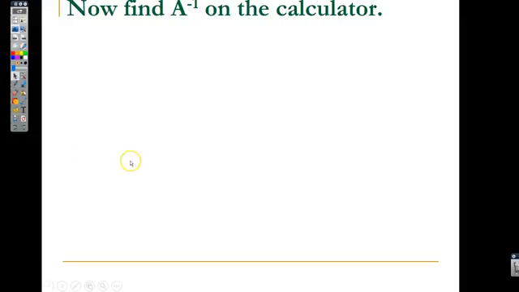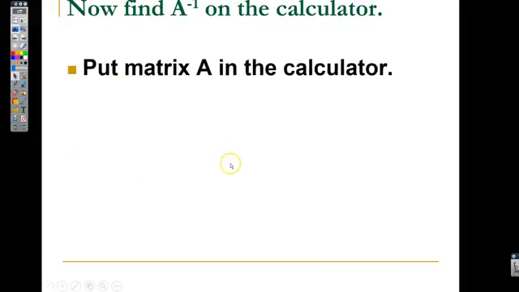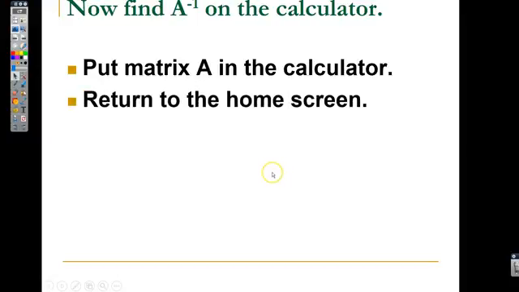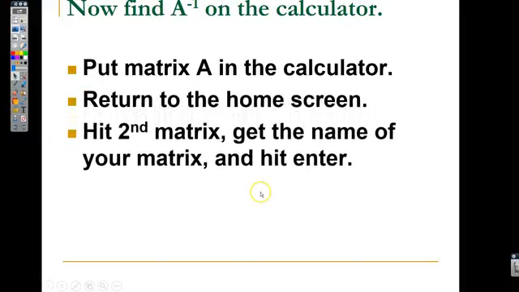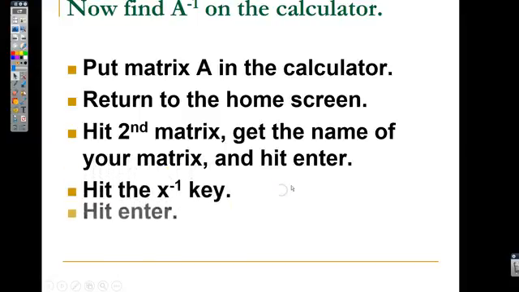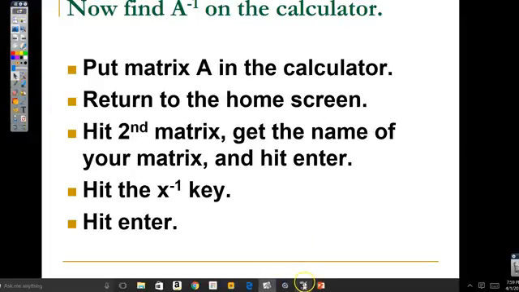Alright, so now find it on the calculator. Put matrix A in the calculator. Return to the home screen. Hit second matrix to get the name of your matrix and hit enter. Hit the X to the negative 1 key. Hit enter.